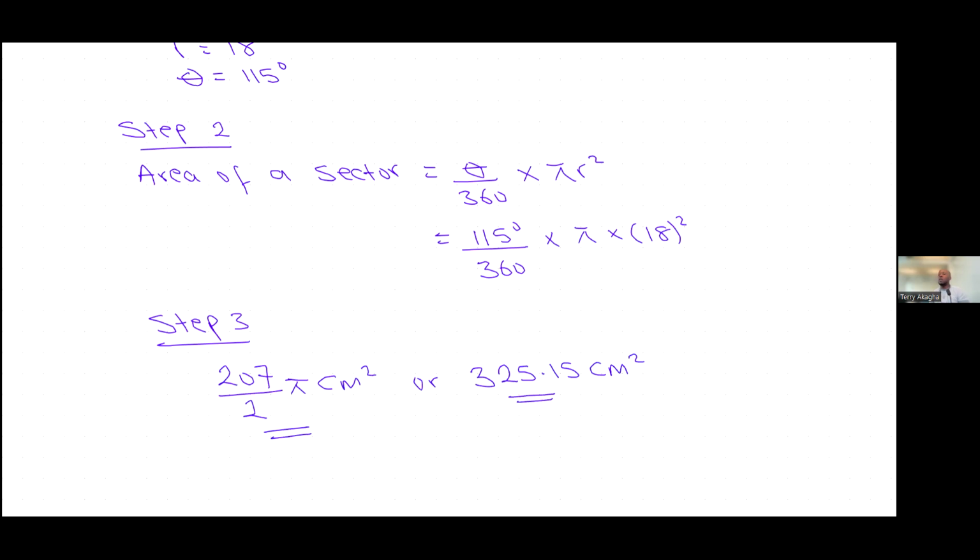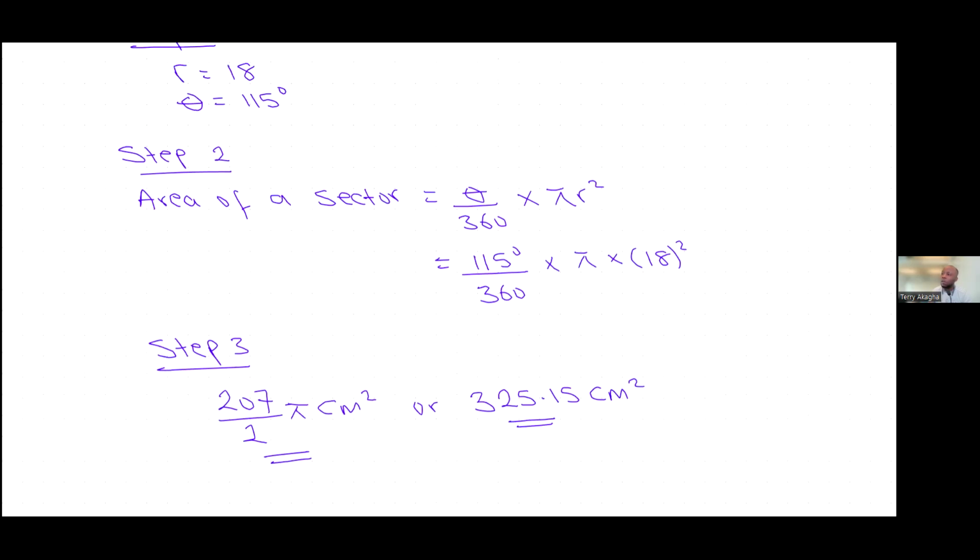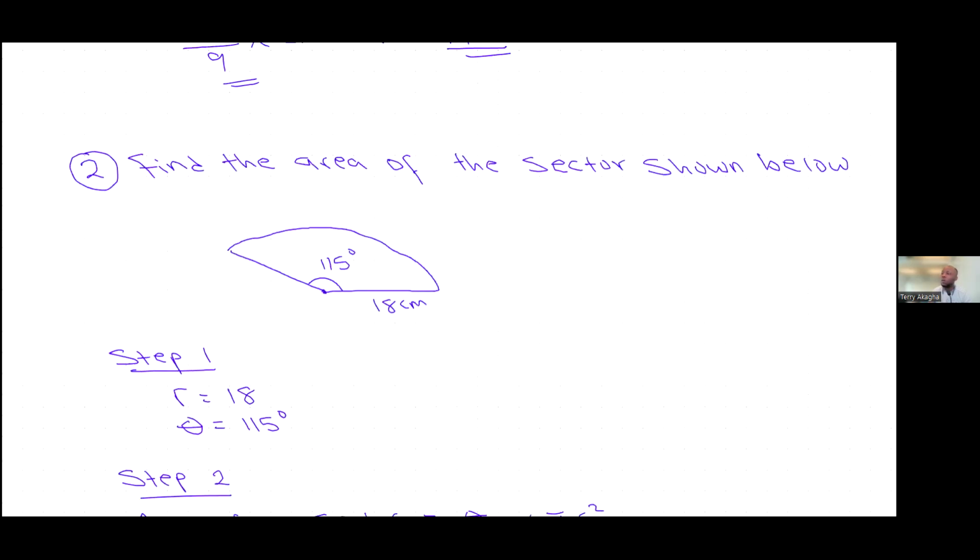So this is how you solve it. You can see the sector here. If this is the center of the circle, remember we said this is going to be the radius, so if it's 18 here as well, it's the radius of the circle. And the angle there is 115.